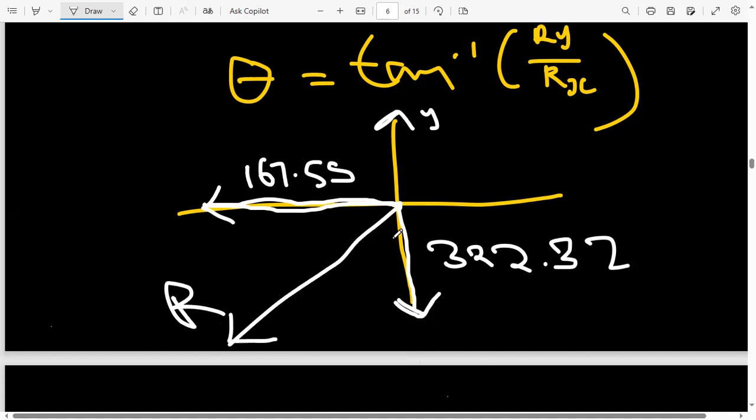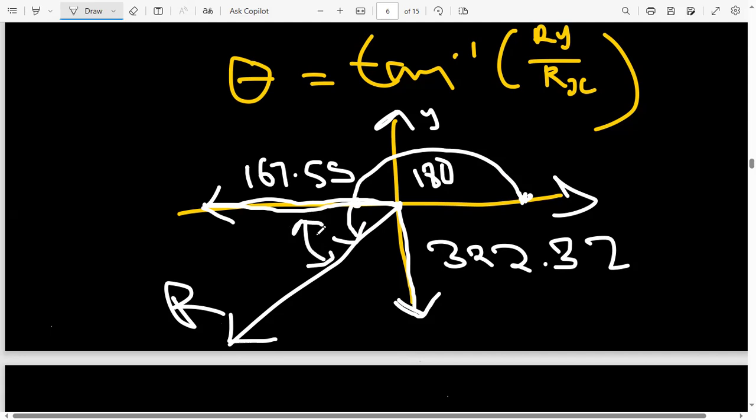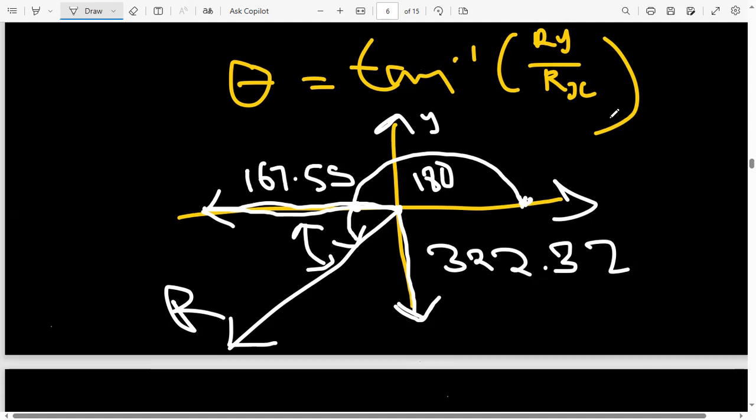Okay, so we want to find the direction or the angle. Meaning we start from the positive x-axis. From here all the way up to here is the angle we are looking for. And we know that from this point all the way up to here is 180. So we are just looking for this angle here, so that we add this angle plus 180 to get our direction. Okay, so now let's use this formula here.